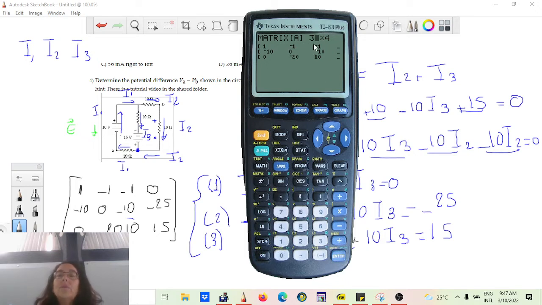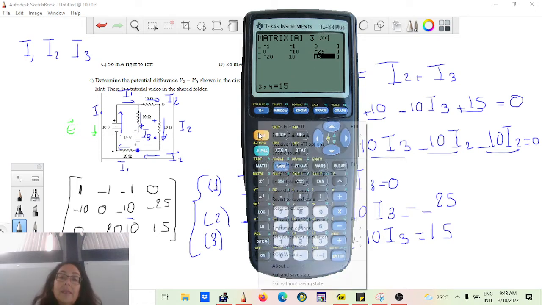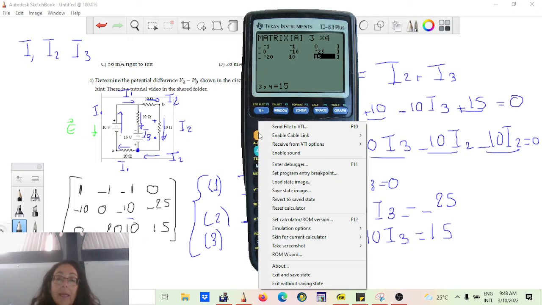So here you put the number of rows. So you have 3 rows and 4 columns. And then you put your coefficients. I did that already. So you have 1, minus 1, minus 1, 0. Okay, so that's good. Minus 25, minus 10, 0, and minus 10. That's good. 0, minus 20, 10, and 15. So we're good. So then you go second, mode to quit.